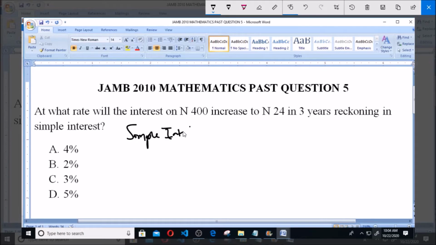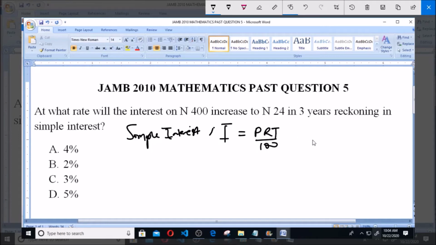Simple interest. Now the principal amount here is what? 400, because we are asked for the interest of 400. And we know that simple interest I is given by PRT all over 100.